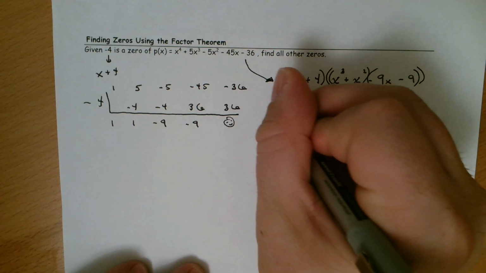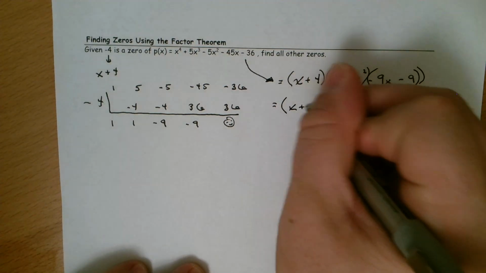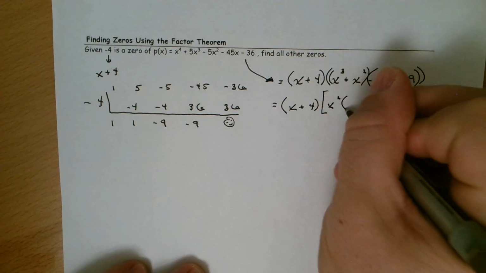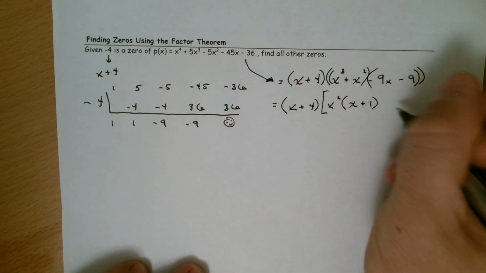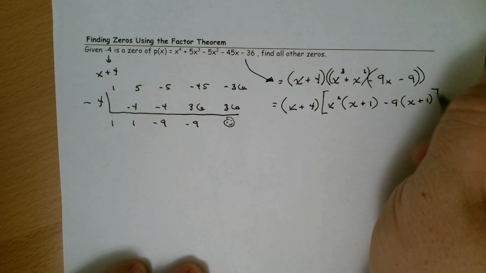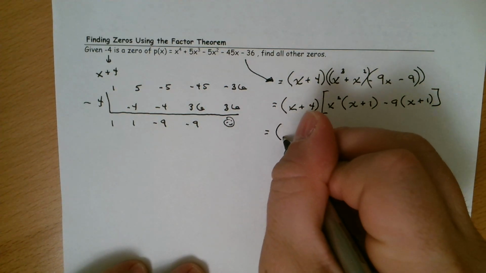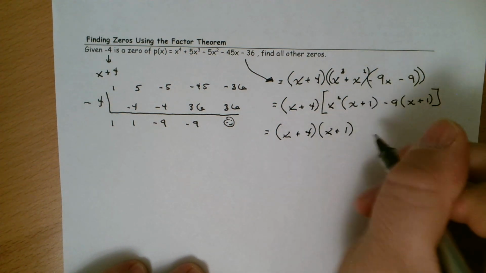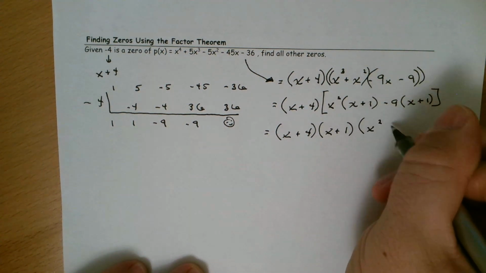So let's go ahead and group. Don't forget about your x plus 4. Let's factor off an x squared. Leaves us with an x plus 1. And then minus 9 leaves us with an x plus 1. And we can factor off that x plus 1. And it leaves us with an x squared minus 9.